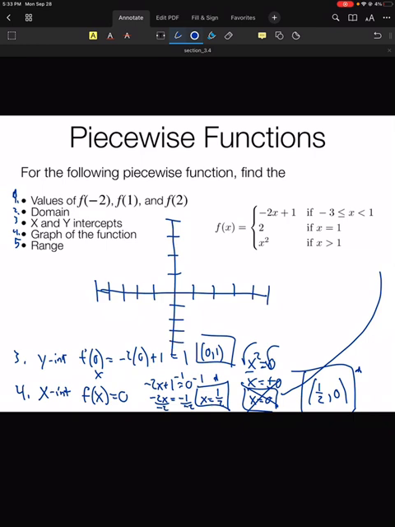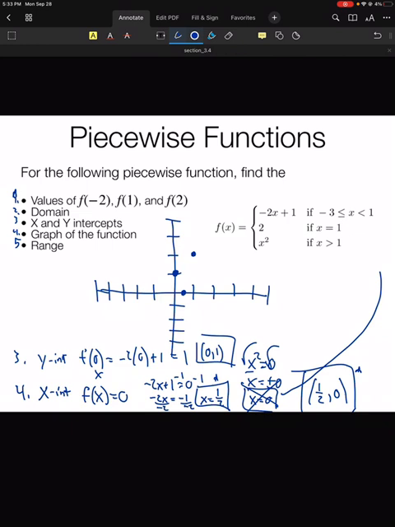Now, again, we know that the y-intercept happens at (0, 1) here, and we know that the x-intercept happens at (1/2, 0). We also know that when x is equal to 1, y is equal to 2, so we know (1, 2) there. And then beyond that, we don't quite know what happened.